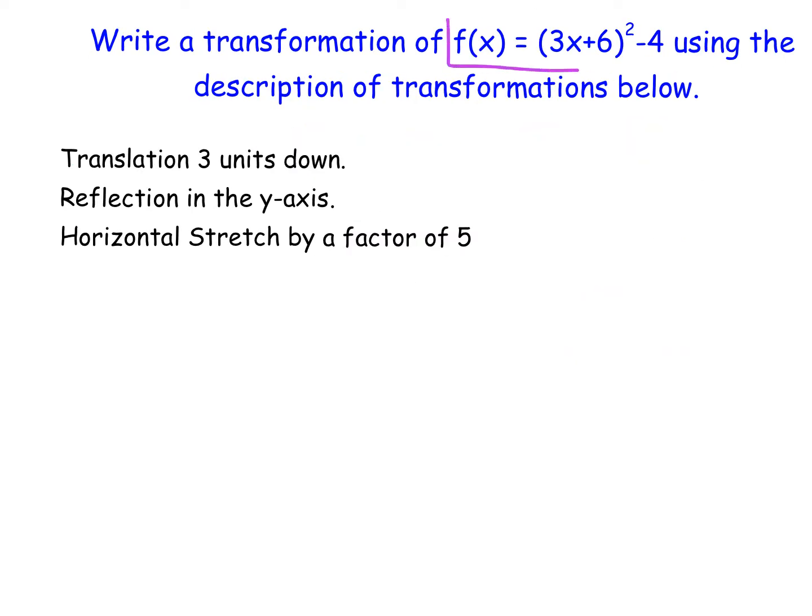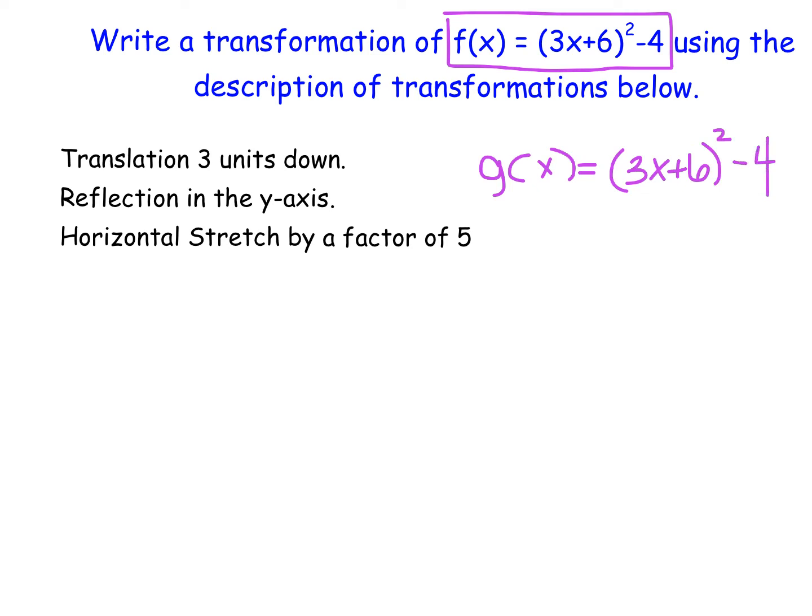So for this example, I'm going to transform a different child graph. I'm going to start by writing this out. This one is kind of nice because the parentheses are already written in here for me. So the first thing it asks me to do is translate it down 3 units. Now that movement down is a vertical change, so it happens on the outside of the parentheses, and this is going to subtract 3 from the outside. So it's going to impact my k value in some way. So I'm going to subtract 3 from the outside, and here I end up with g of x is equal to 3x plus 6 quantity squared minus 7.